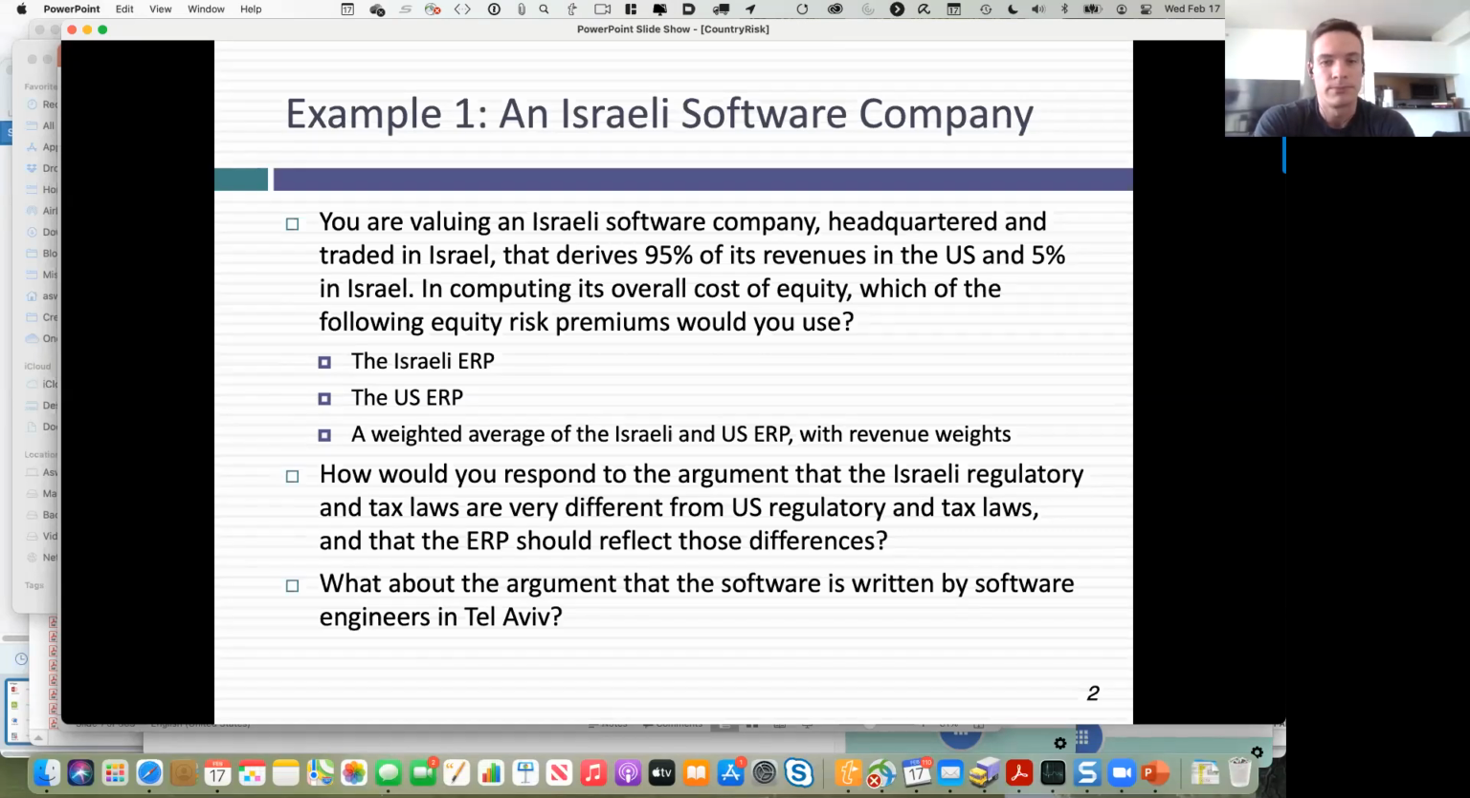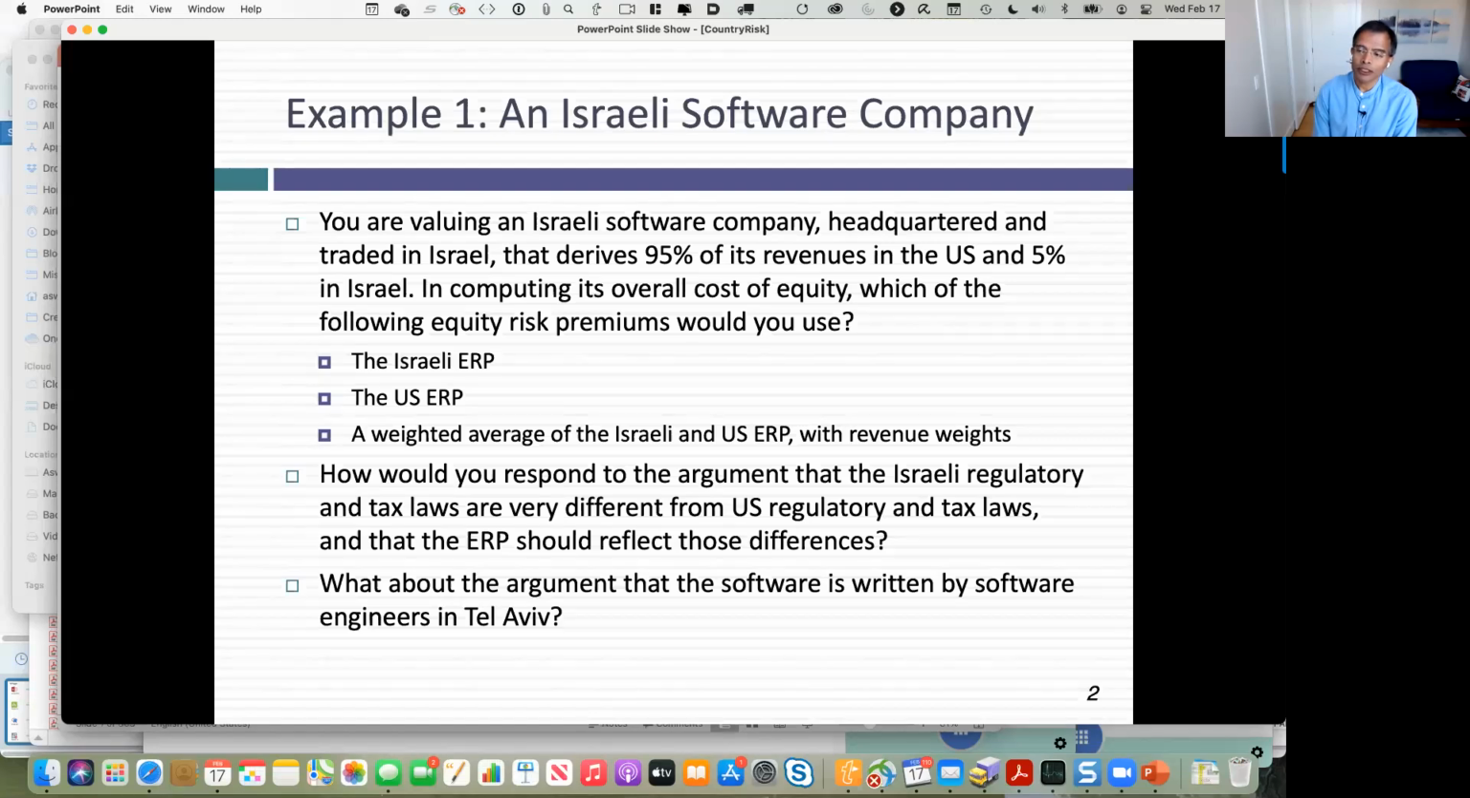Weighted average, right? You know what the default in most appraisal places is, including many banks? The equity risk premium used is that of the country in which the company is incorporated. I've never understood the logic for it, right? It's a weighted average. Let me push back though.